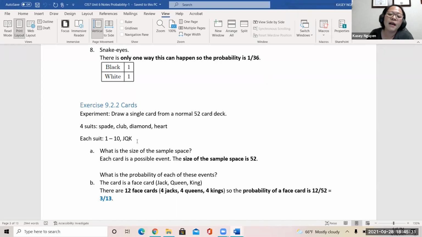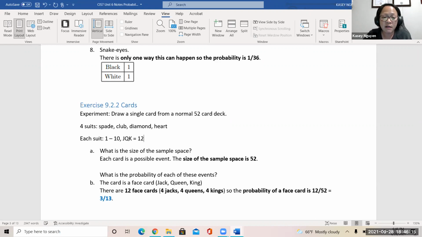All right, so first let's take a look at the sample space of a deck of cards. And here it tells you 52. How did I come up with 52? If you count up the number of cards in each suit, I have 3 face cards and 9 number cards. So 9 plus 3 is 12.